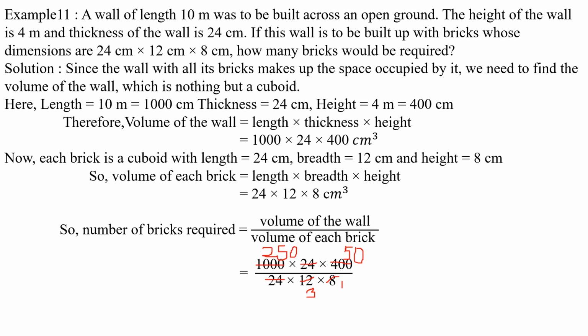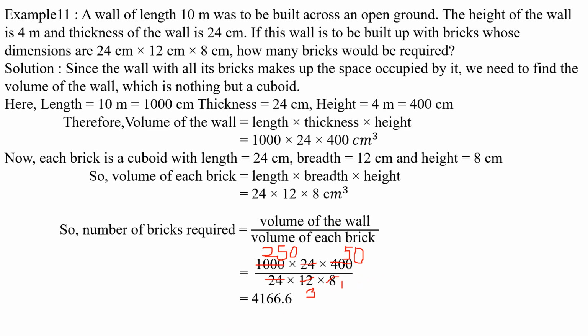Okay, my children, right. So what will you get here in the numerator? 250 into 50 whole divided by 3. Yes or no, my children? Right. That is equal to 4166.6. By simplifying these numbers, can you multiply these two numbers in the numerator, my dear children? 250 into 50. Then what will you get? 12,500.